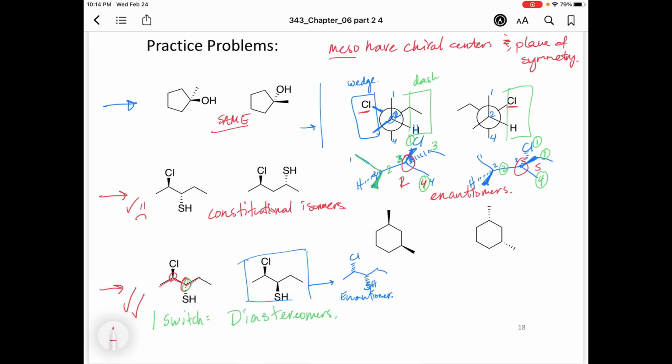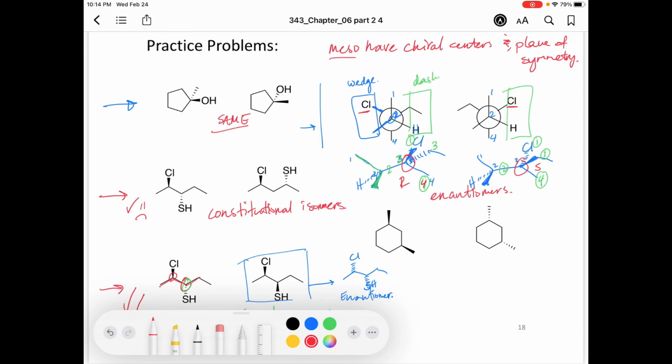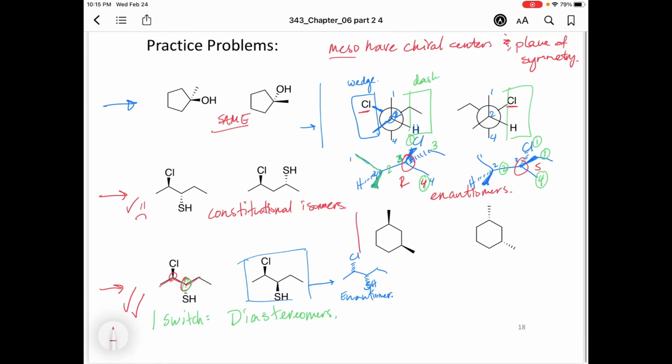Find all the chiral centers, see if they all switch. Okay, let's do the last example on this slide. That's getting nice and full. All right. And I might be writing more than you need. I'm just trying to show you more than one way to solve some of these.